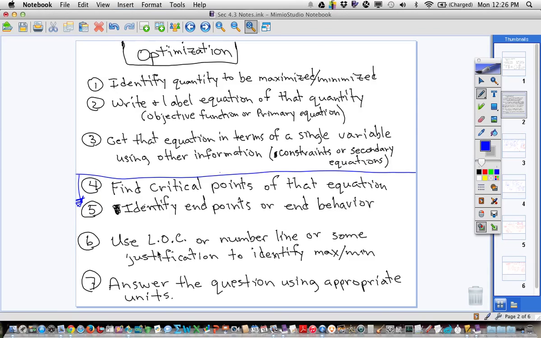Now, the easy problems in the homework, of the 5, I would say 3 should have been pretty easy. The first one, number 4, was a little more challenging, and then 17 was really challenging. And they became challenging because of this part. Identify what you're trying to maximize or minimize. Write an equation for that quantity, and step 3 is really the tricky one sometimes. Get that equation in terms of a single variable. And that's what was so hard about 17.